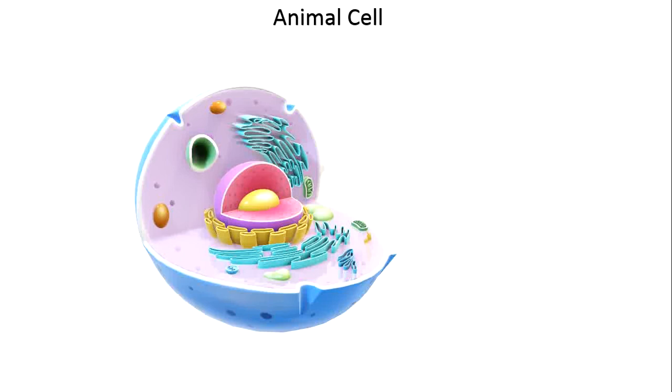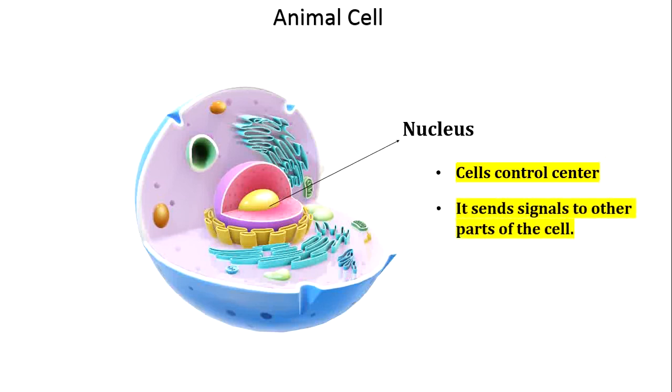So we will talk about the animal cell today, and we'll talk about the parts that animal cells have and the function of those parts. So we will start with the first part, the nucleus. Most cells have a nucleus. The nucleus is the cell's control center. It is a large, round organelle usually found in the center of the cell. Because it is so large, the nucleus is usually easy to see with a microscope.